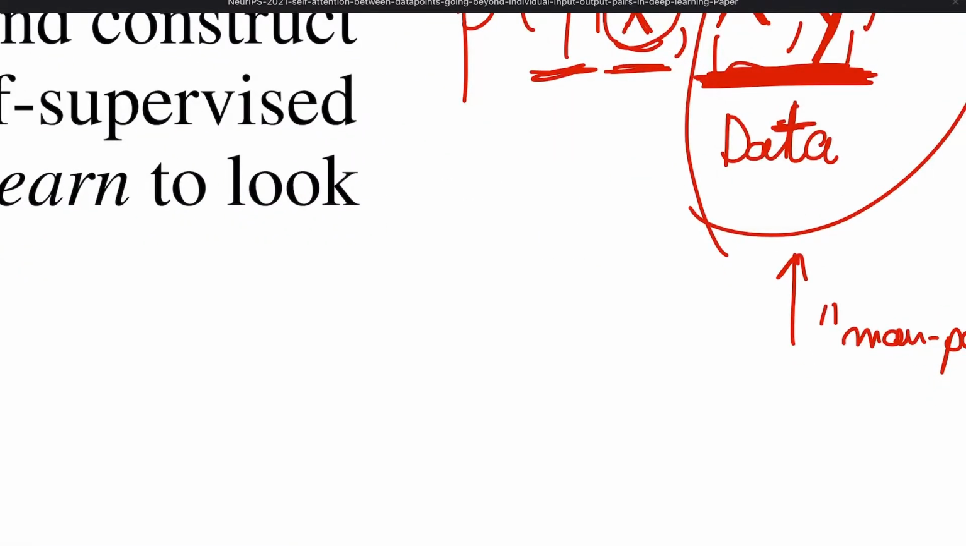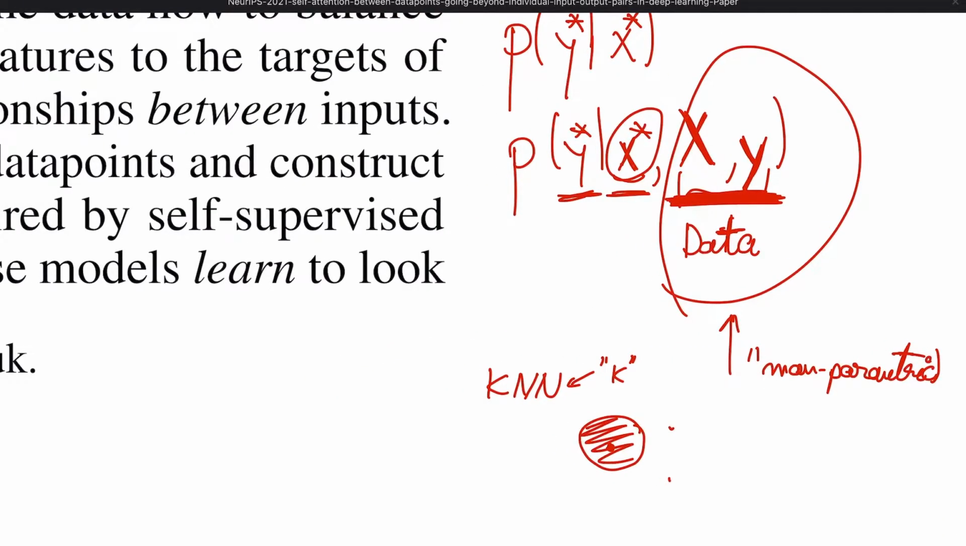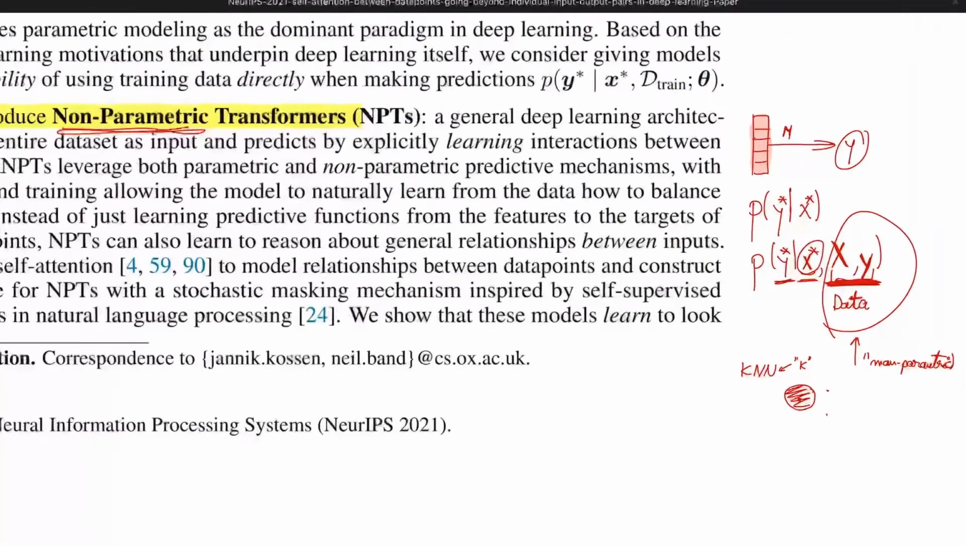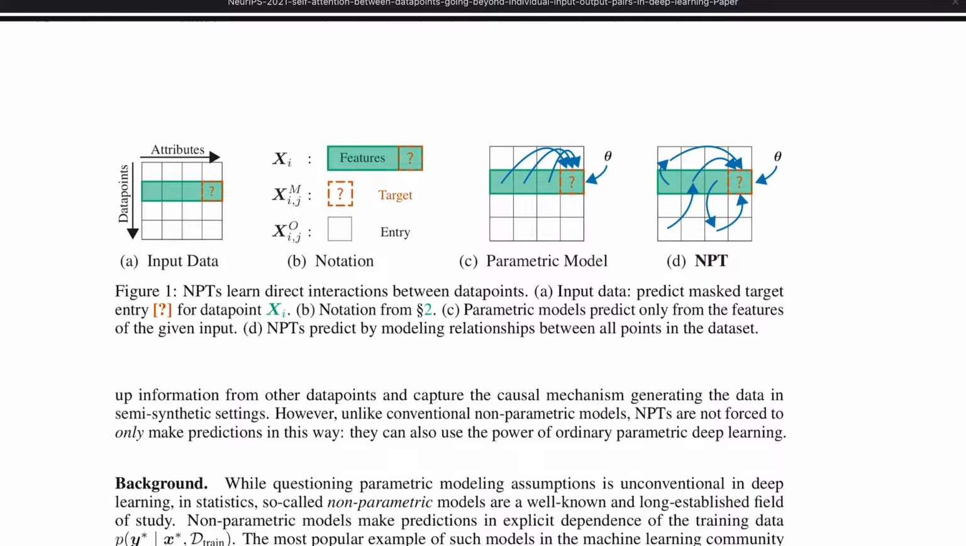A fully non-parametric model would be, for example, KNN, in which you have a bunch of data points and the prediction is based on the neighborhood, like what's the closest. So there you have maybe, let's say, a hyperparameter. While here you are going to have transformers and attention heads and a lot of MLP, so it's not actually non-parametric.